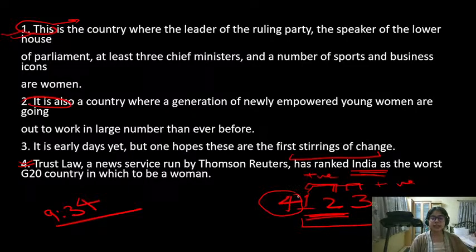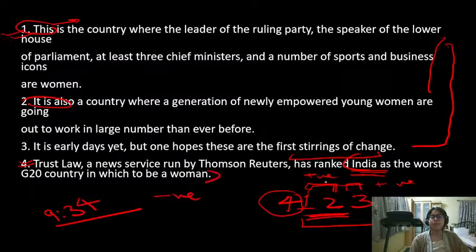Four has nothing to do with them except for contradiction. Although it is a part of the paragraph, it is being contradicted by three of these points. So the answer for this should be statement 4. Trust Law, a news service run by Thomson, has ranked India as the worst G20 country in which to be a woman. Okay, this is the only sentence that is talking about the negative aspect of being a woman in India. Hence the odd one out. Okay, not very difficult, quite an easy one.